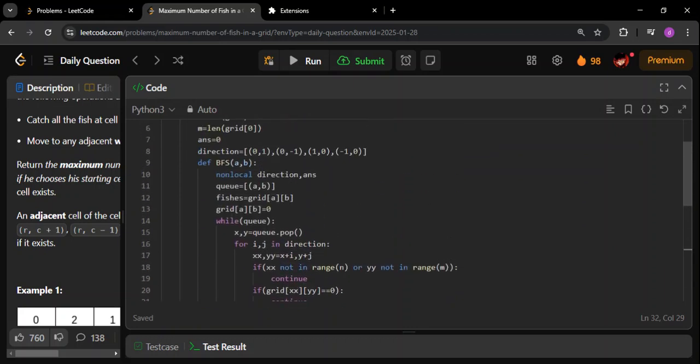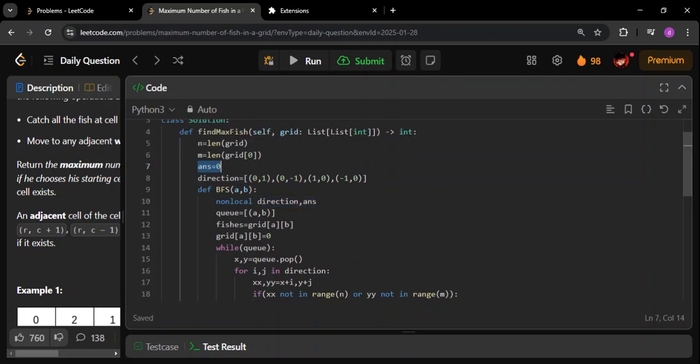So here the coordinates are being passed. First of all, I'm declaring nonlocal direction and answer. Why am I doing that? Answer is declared outside and direction is declared outside. So whenever you're referring to something which is declared outside the function, you'll have to mark it as nonlocal. Especially in LeetCode, you should be doing this. If you're not doing this, sometimes the answer will not come out correct. Obviously it depends on the compiler, the version of Python they're using, and all that. But make it a habit to declare nonlocal if you're referring to something declared outside. As simple as that.